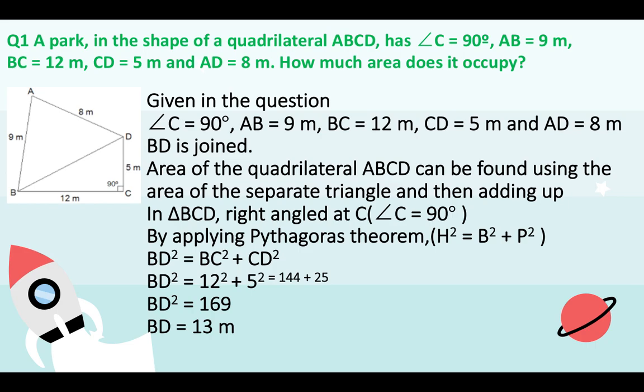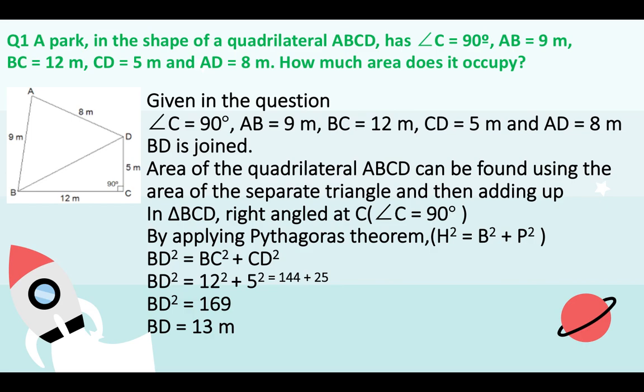So you know the Pythagoras theorem. It states that hypotenuse square is equal to base square plus perpendicular square. So what is my hypotenuse in this figure? BD is my hypotenuse, BC is my base and CD is my perpendicular. So I will simply apply this. For finding the value of BD, I'll write BD square is equal to 12 square plus 5 square. 12 square is 144, 5 square is 25. On adding this I get 169.